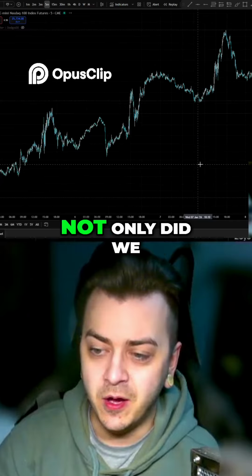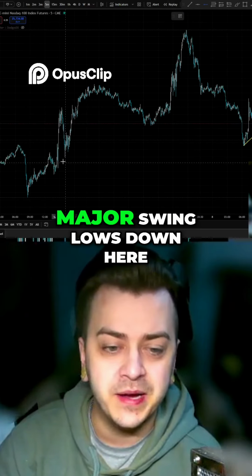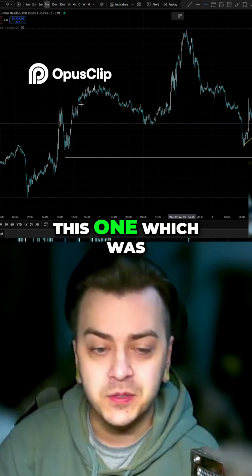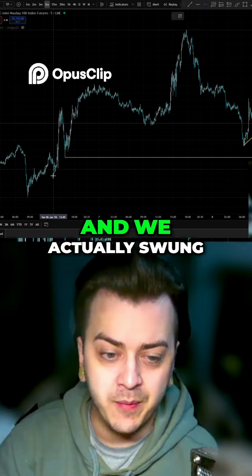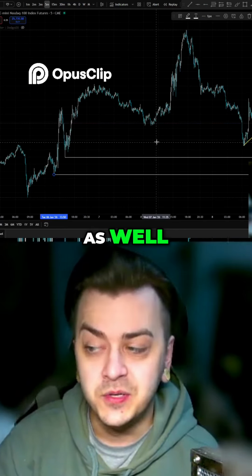And then you can see, not only did we hit that, but we actually came down and hit 2 major swing lows down here. This one, which was a really obvious liquidity point, and we actually swung and hit this one as well, which is really interesting, isn't it?